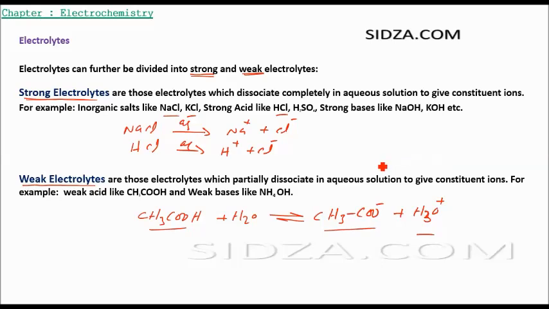If you take 1 mole of NaCl, you will find 1 mole of sodium ions and 1 mole of chloride ions. Total number of ions will be 2 moles, so that is completely dissociated. However, if you take a weak electrolyte, it dissociates partially, not 100%. So with partial dissociation, the number of current carrying ions will be less, and therefore the electrolytic conductance for the weak electrolytes is less than for the strong electrolytes.